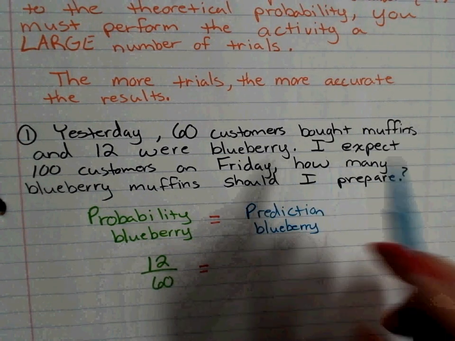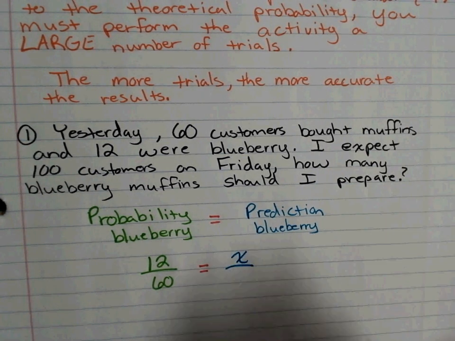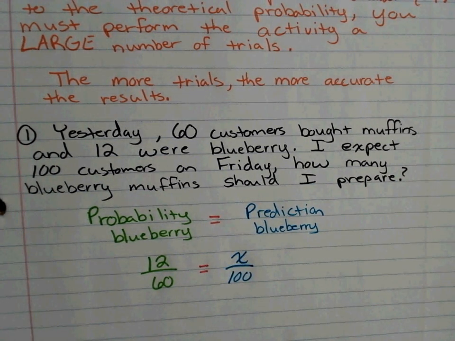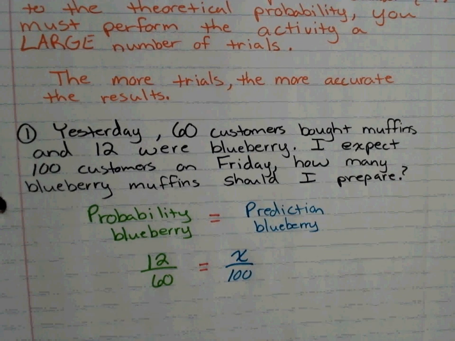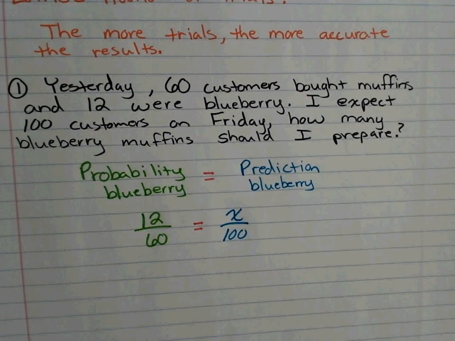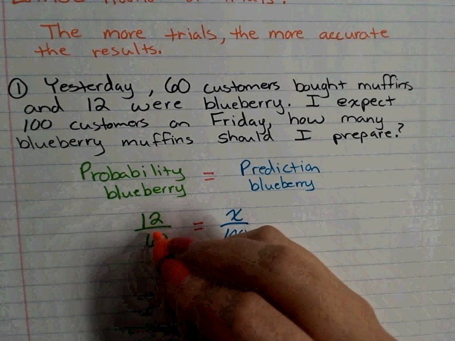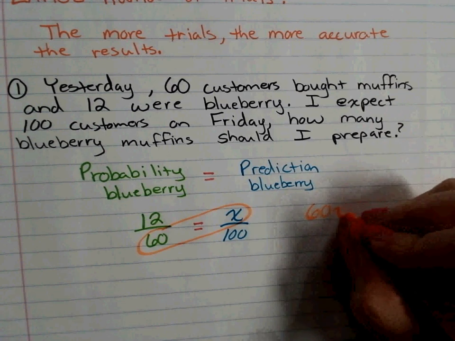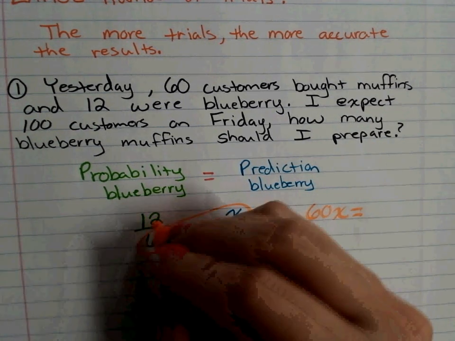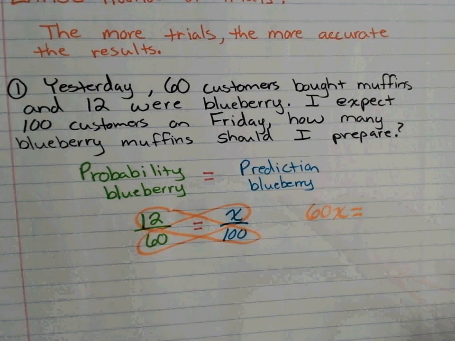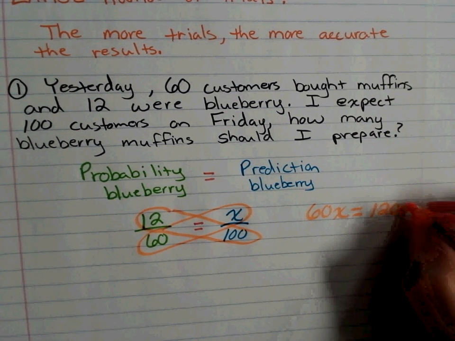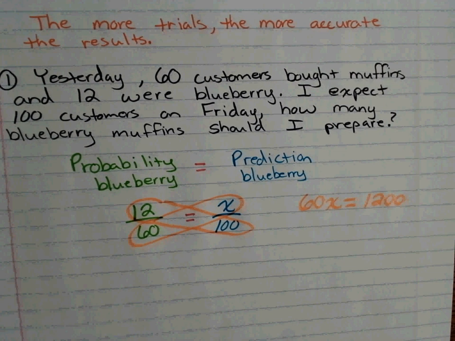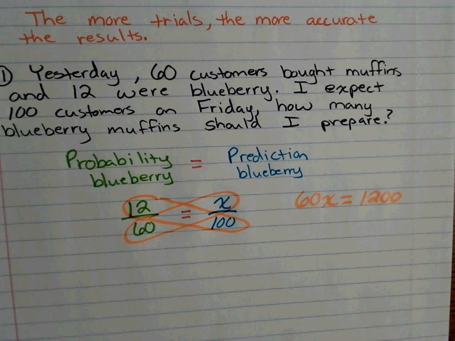So I need to know how many blueberry muffins I am going to make, X, if I can expect 100 customers. And then we're going to go ahead and do our cross product to solve it. So the cross product indicates that we would multiply 60 times X to get 60X, multiply 12 times 100 to get 1200, and then from there solve that one-step equation by doing inverse operations and balancing the equation out.